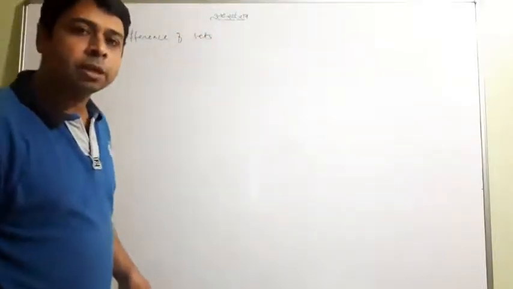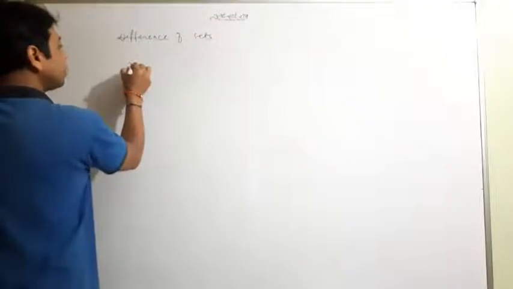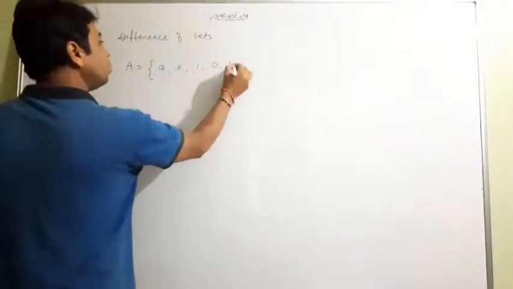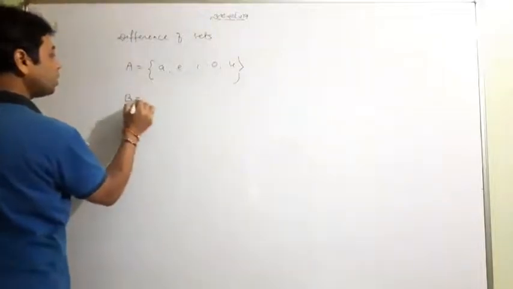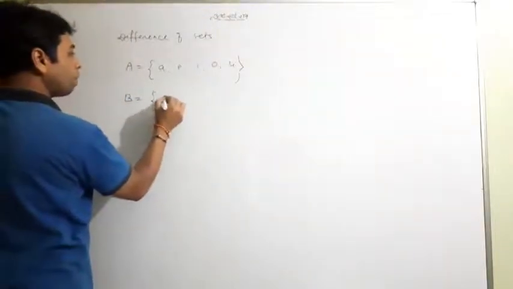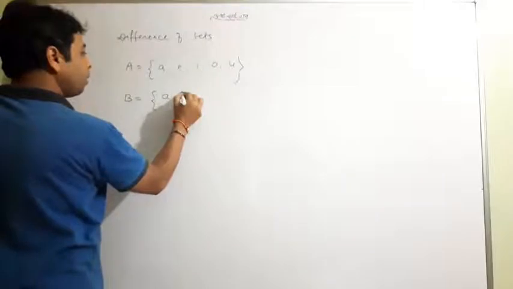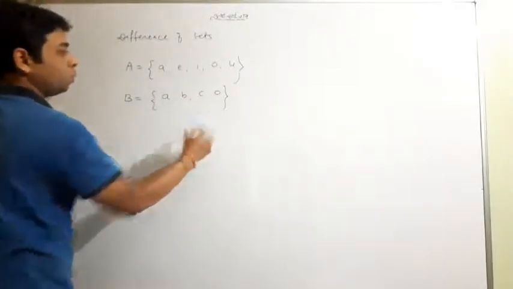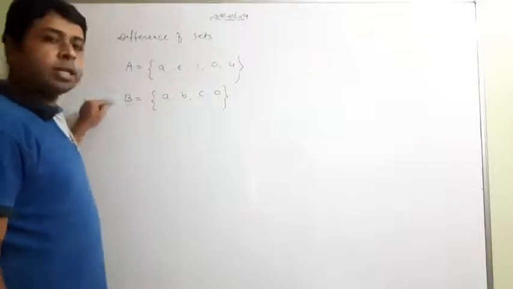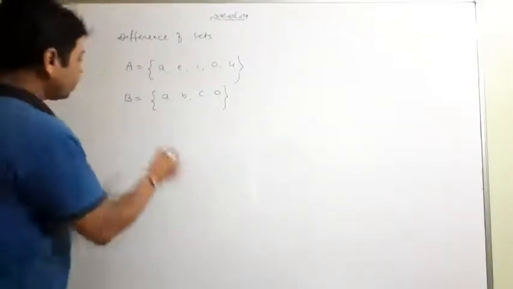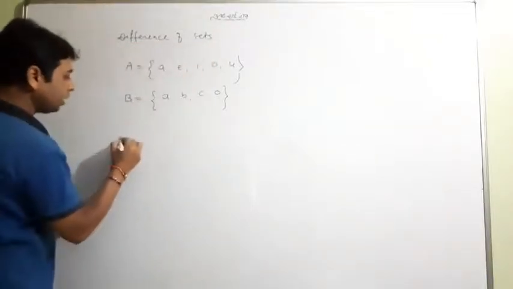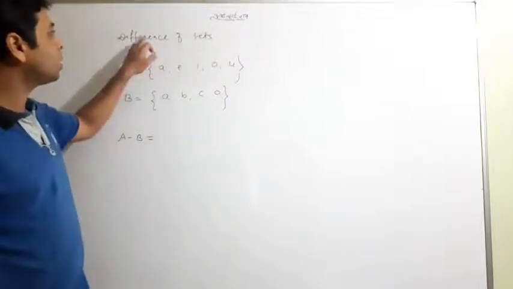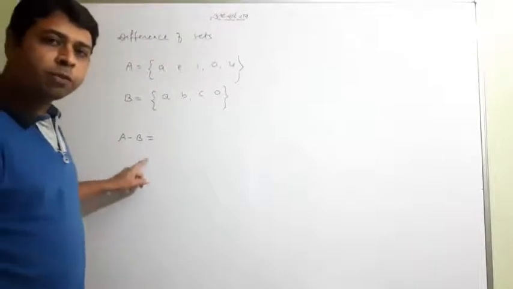Difference of sets. Suppose A = {A, E, I, O, U} and suppose B = {A, B, C, O}. Suppose these are two sets and you are told to find the difference of sets, meaning A minus B. That is a difference of two sets. Difference definitely means minus. So what is the meaning of A minus B?